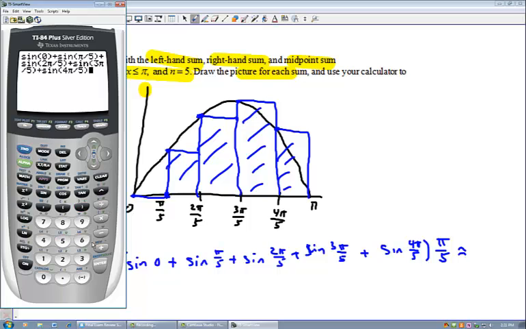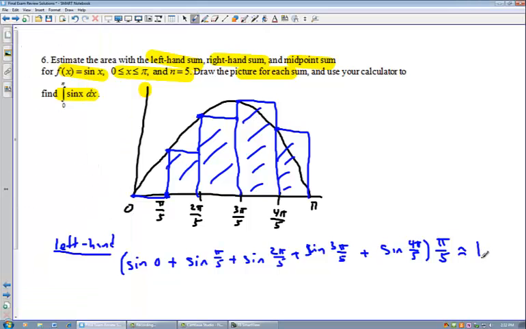And that should do it. And then hit enter, and that's this first expression. Then multiply this by pi over 5, and you get your answer of approximately 1.93. And so that's the left-hand sum.